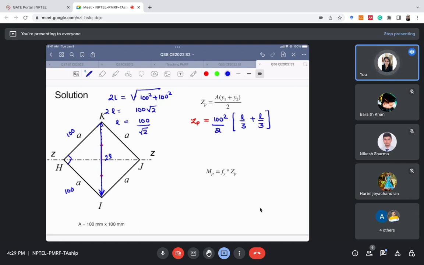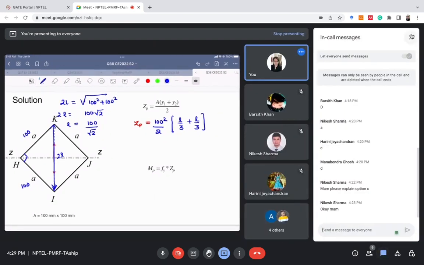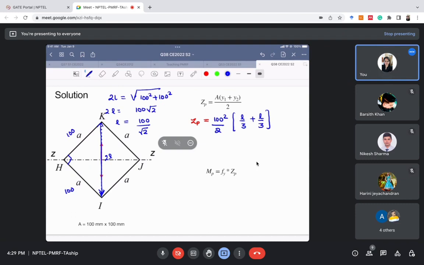Any confusion in this? It's very easy. Any confusion up till this point? This is the only critical part. Should I explain it again, how we are getting L as 100 by root 2? Or it is fine? Should I proceed? This is simple geometry. So we get the value of L as 100 by root 2.